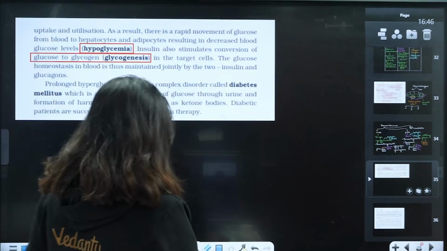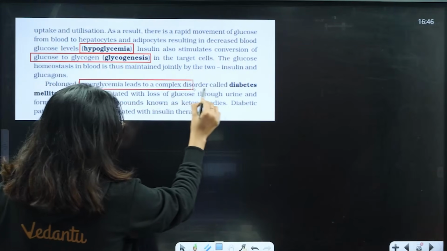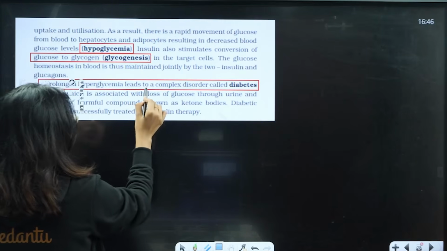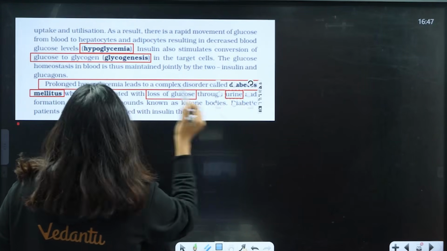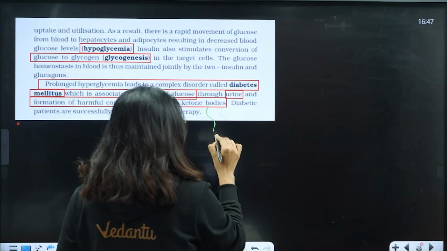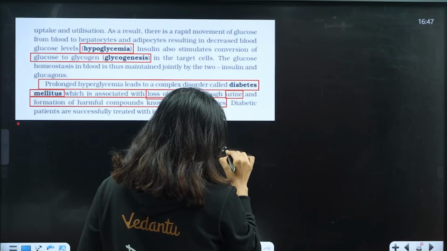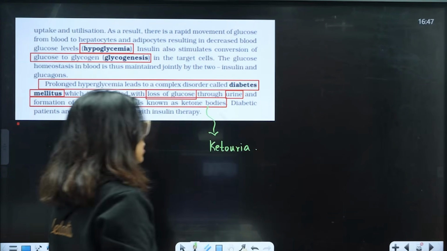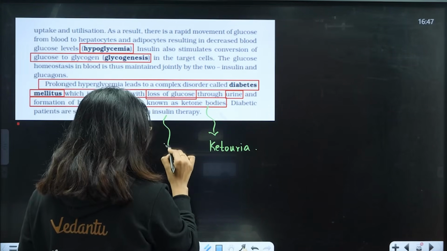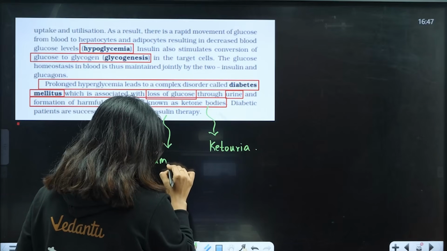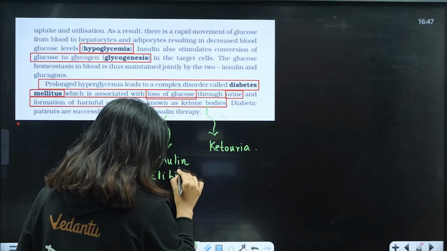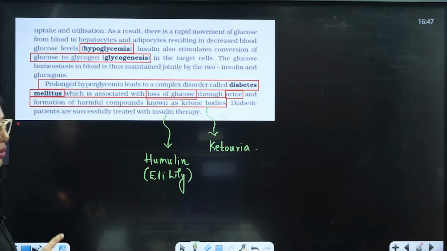Now look here. Prolonged hyperglycemia leads to a complex disorder, which is your diabetes mellitus, which is associated with the loss of glucose through urine and formation of harmful compounds like ketone bodies, which you call ketonuria, which you have already studied in the excretion chapter. Okay, diabetes patients are successfully treated with insulin therapy, which you will be studying in your biotechnology chapter, where you will form humulin, that is actually formed by the Eli Lilly company. Eli Lilly company was the one that found humulin.